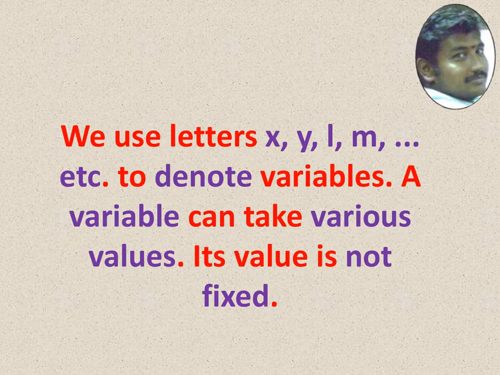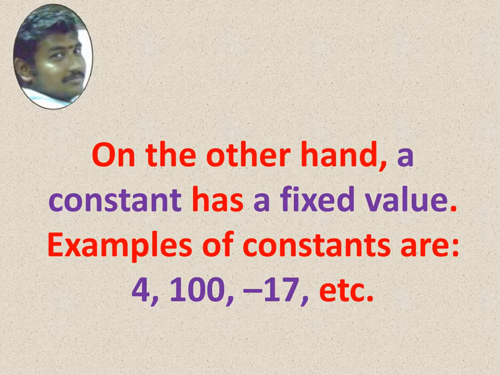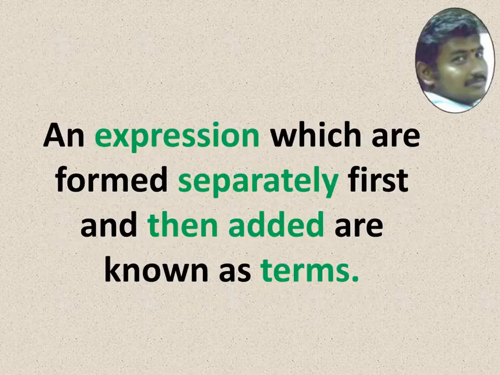Let us see. We use letters x, y, l, m, etc. to denote variables. A variable can take various values. Its value is not fixed. Its value varies. On the other hand, a constant has a fixed value. Examples of constants are 4, 100, minus 17, etc. Whatever value we say, it is fixed. It is not more or less. So, we say a constant has a fixed value.